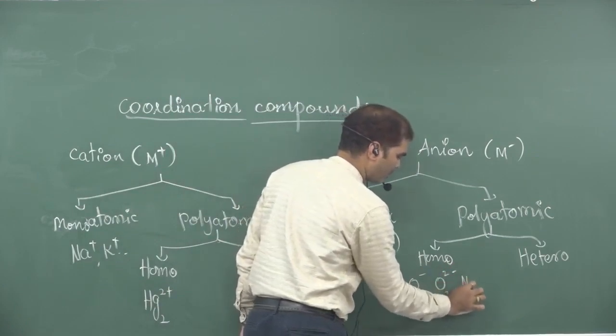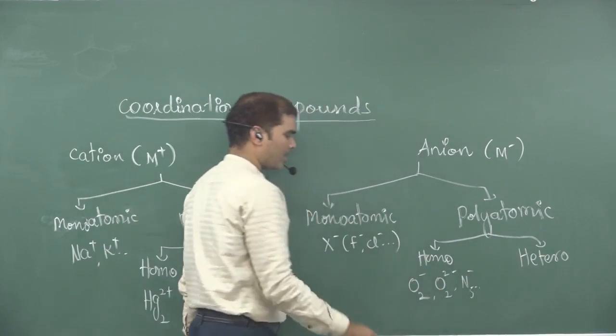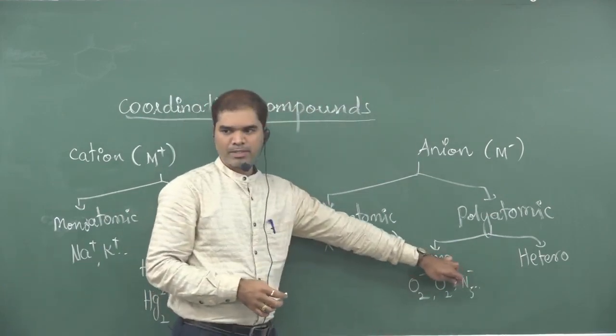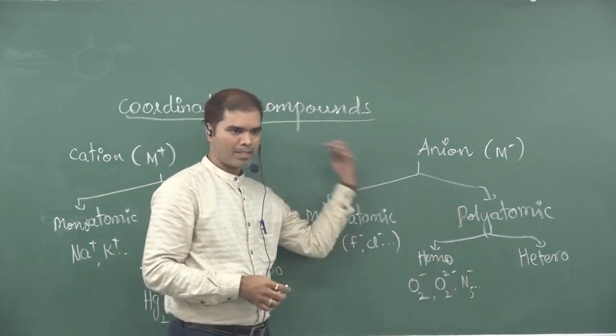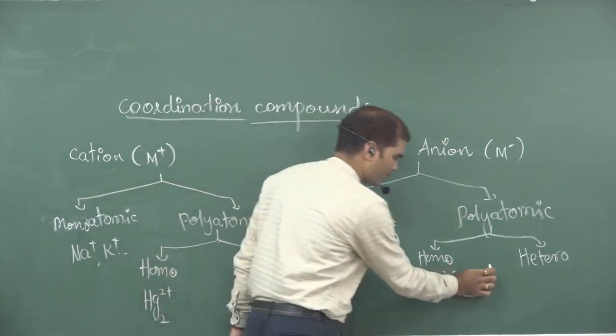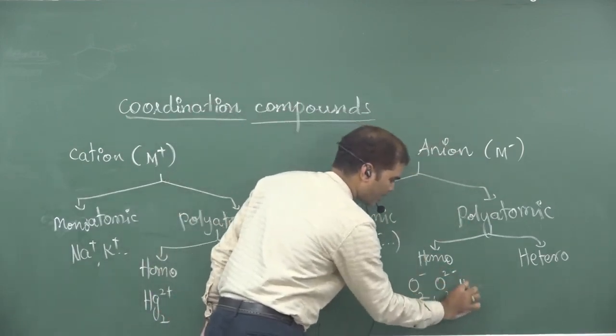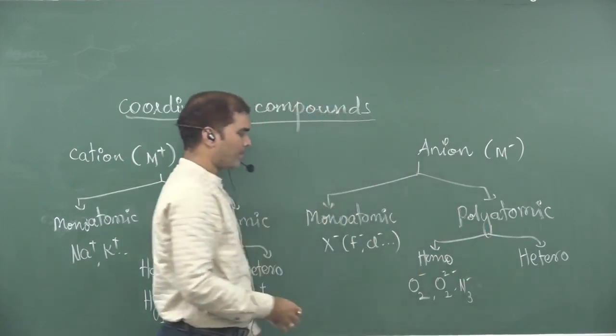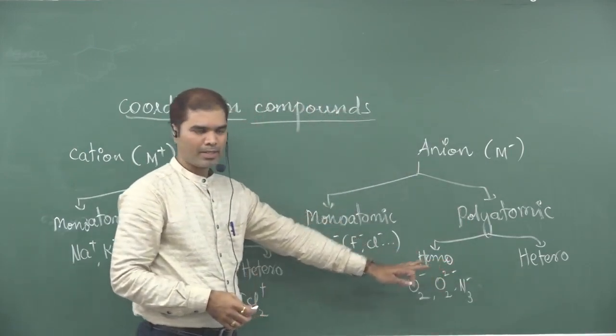Or I may take N5 plus, pentazenium. Here N5 plus you can take. Here I can give you N3 minus. Homopolyatomic. All the three are nitrogens.